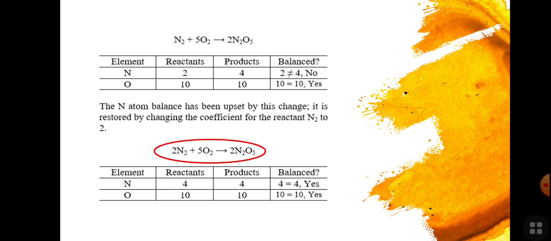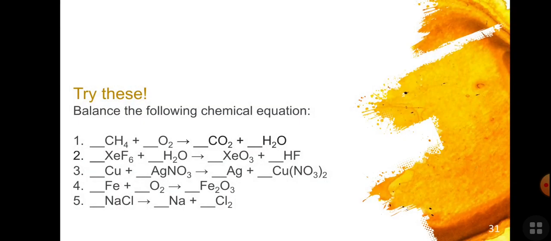So, our final equation is 2N2 plus 5O2 produces 2N2O5, or 2 molecules of nitrogen gas added to 5 molecules of oxygen gas produces 2 molecules of dinitrogen pentoxide. So, that's our final chemical equation. So, for this one, you try to balance the chemical equation. And, again, pause nyo muna yung video habang nagsasagot kayo. Then, later on, I will reveal the answers.